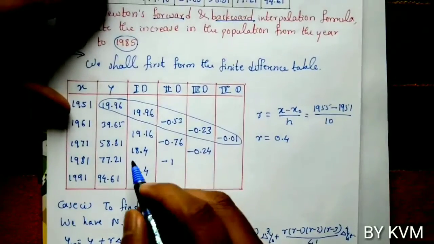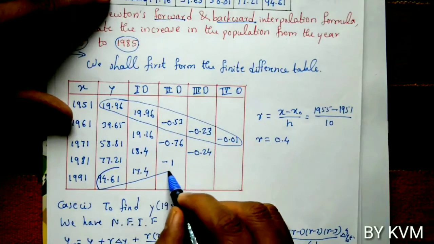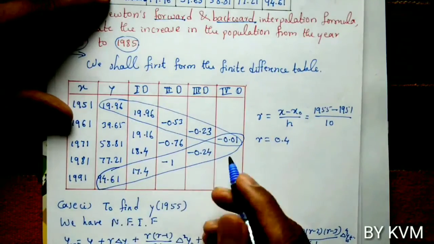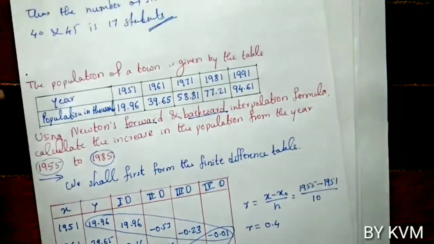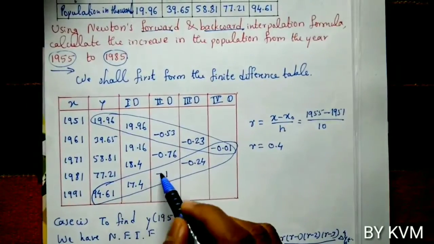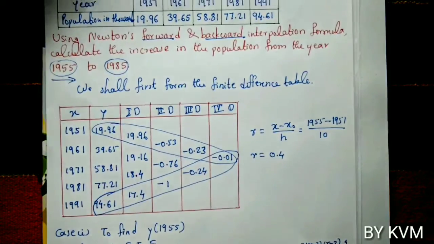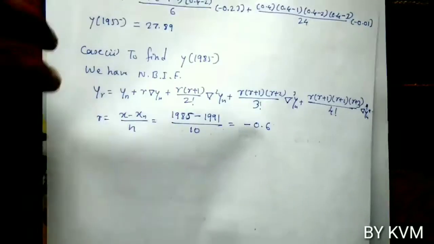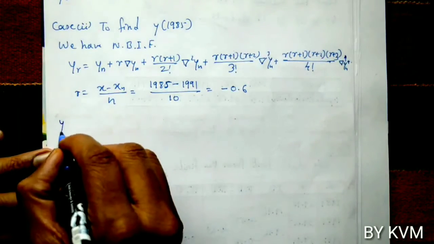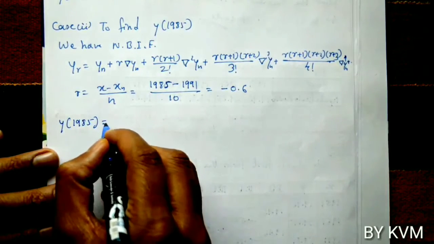Now in the table we have to take the last values. In each column we have to consider the last values. So the last values in each column are called leading backward differences, that is nabla y n, nabla square y n, nabla cube y n, nabla power 4 y n. So in each column the last values are called leading backward differences.